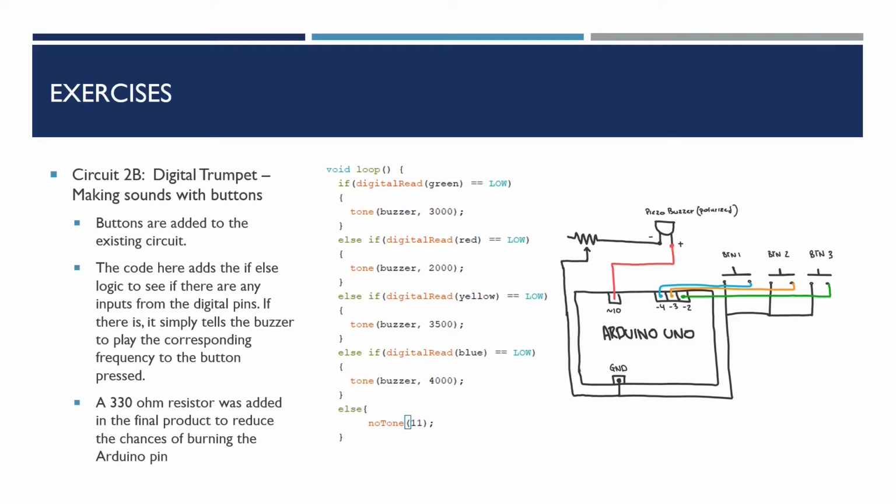The next exercise is the digital trumpet. Buttons are added into the circuit. The code here is an else if logic statement. When there's any input from the digital pins, it tells the buttons to play a corresponding frequency to the buttons pressed. A 330 ohm resistor was added to the final product to reduce the chances of burning the Arduino pin.